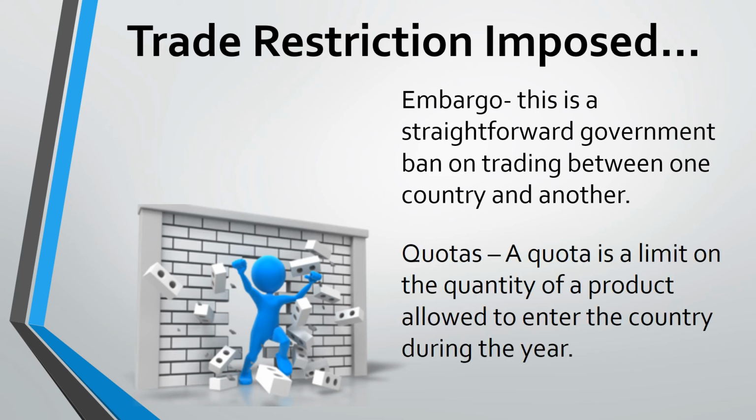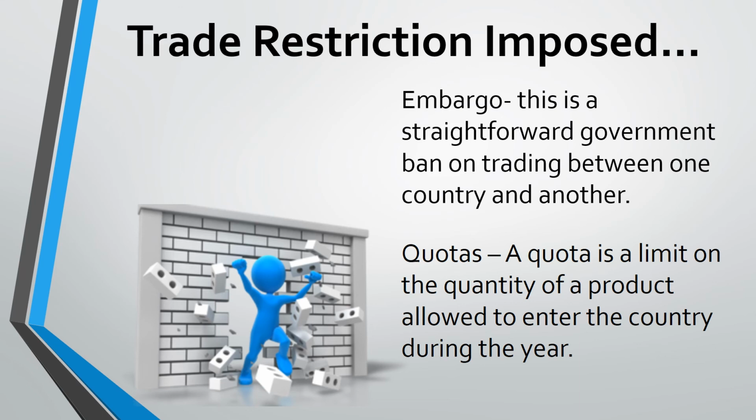Another trade restriction can also be quotas, and a quota is a limit on the quantity of a product allowed into the country during the year. For example, the government may say, okay, you will only be able to import 1,500 chickens per year. That's a quota. There are some instances whereby persons can go over this quota, but an import license must be obtained before goods subject to quota restrictions can actually be imported.